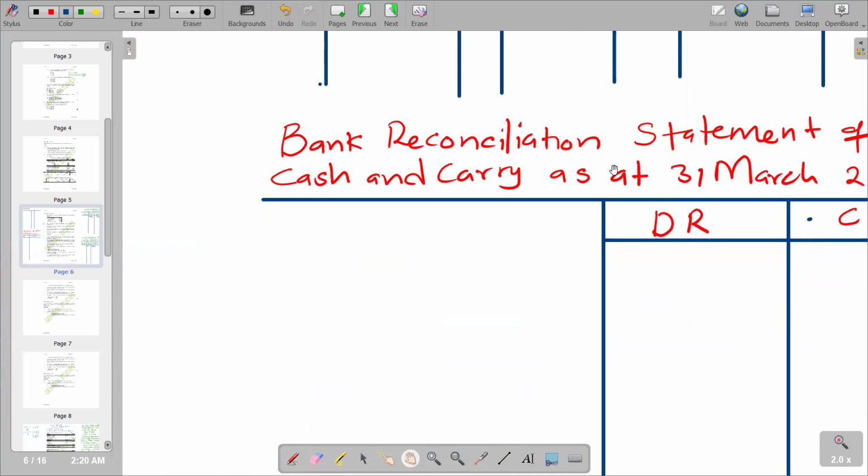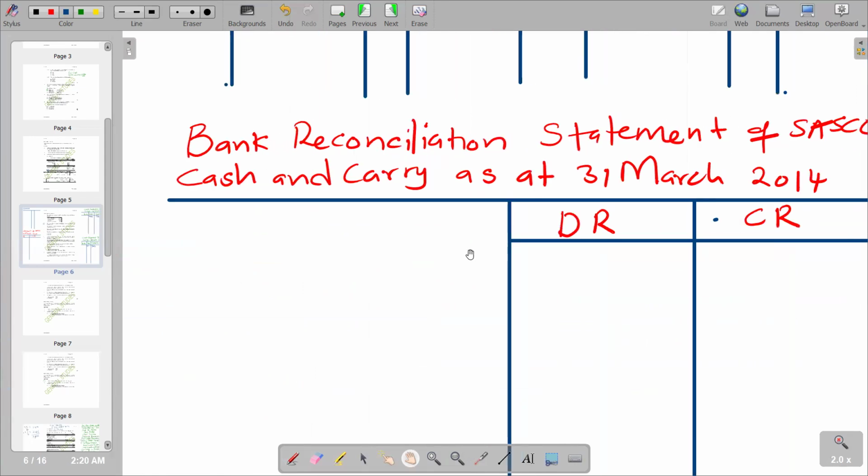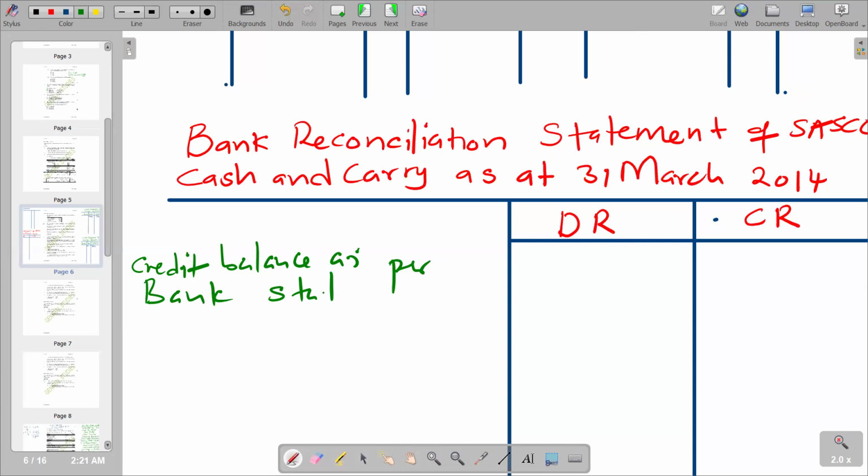So on the bank reconciliation now, we are going to give a description saying credit balance as per the bank statement. So we can try to bring it here and say our credit balance as per the bank statement. And we'll put it on the credit side.